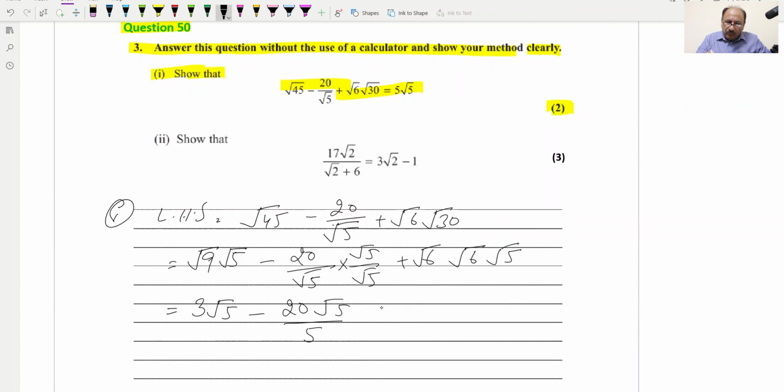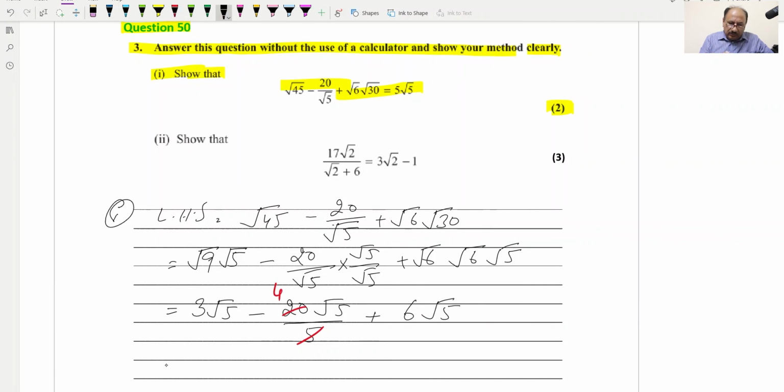Under root 5 into under root 5 will be 5, and plus this will be 6 under root, and 6 under root will be resulting to 6, so 6 under root 5, and this 5 we can cancel with this 20, and this will be 4 here.